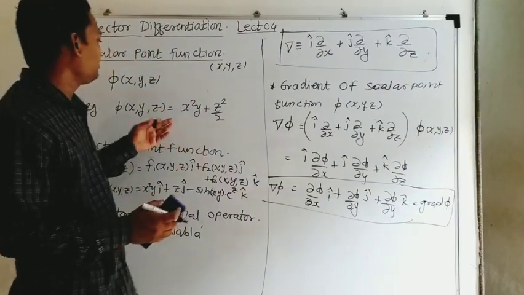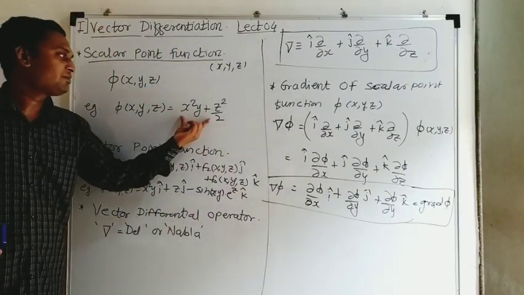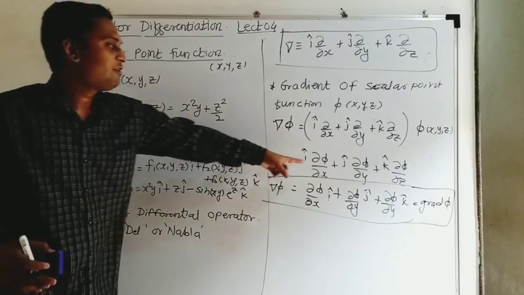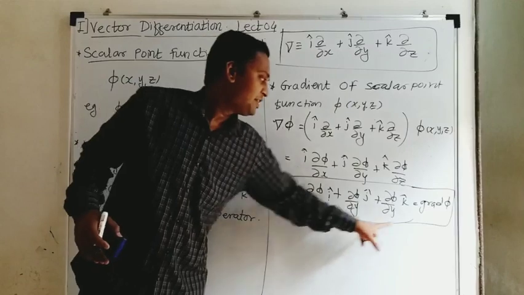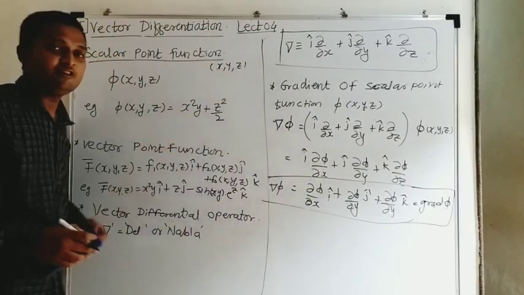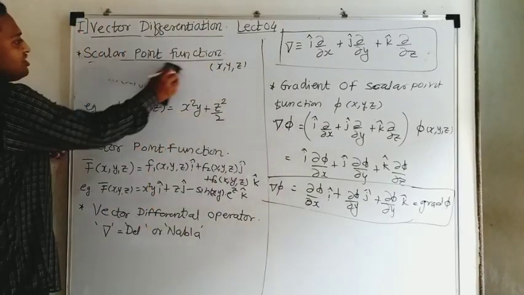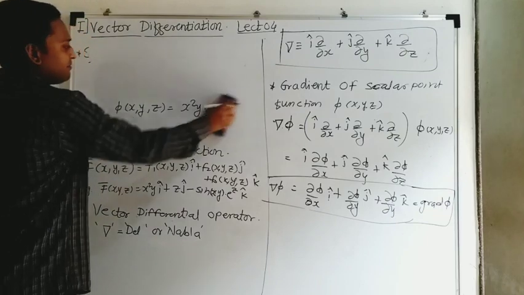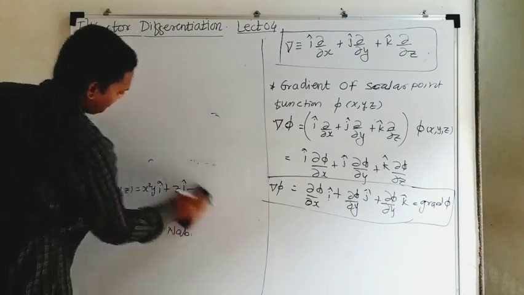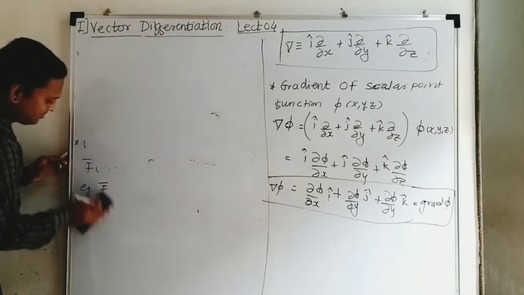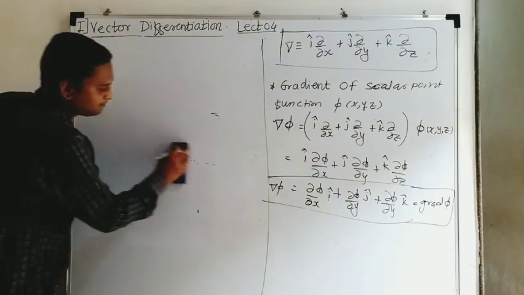If you want to calculate the gradient of a function, simply find the partial derivative of this function with respect to x, with respect to y, and with respect to z. Replace them here, and you will get the gradient of this particular function. So this is the definition of the gradient of a scalar point function phi. Now we will discuss some properties of gradient.